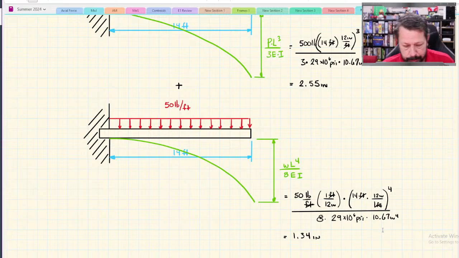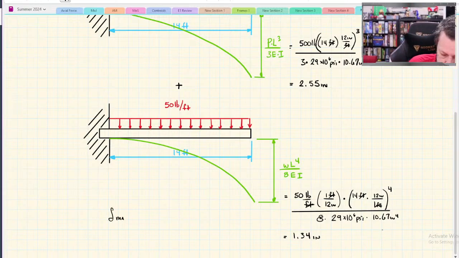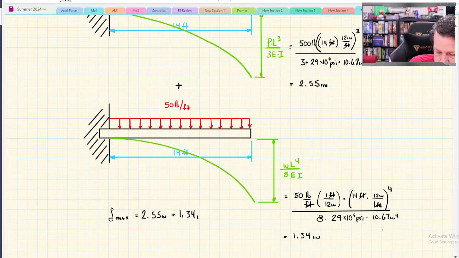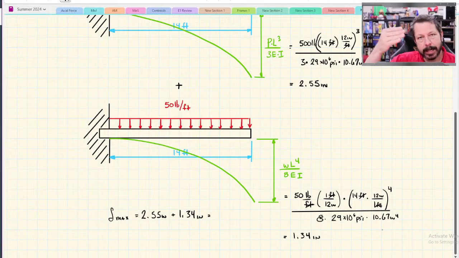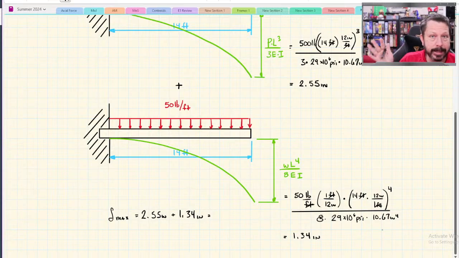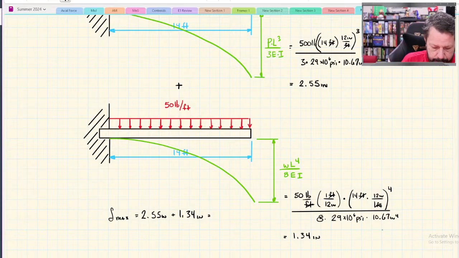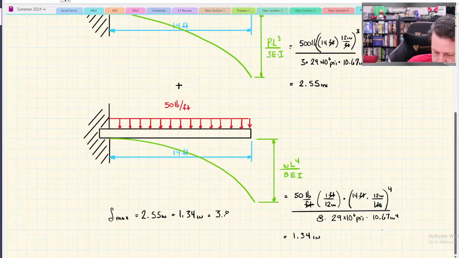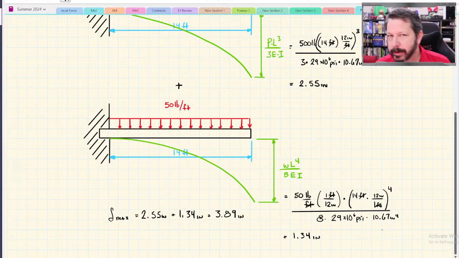But what our actual answer would be, delta max would end up equaling 2.55 inches plus 1.34 inches, again assuming that everything stayed in plane and it just bent downwards, which it may not do in real life. That's 3.89 inches. I think in real life it would want to twist a little bit and go out of plane and do some weird stuff. But that's how we would use superposition to calculate that.